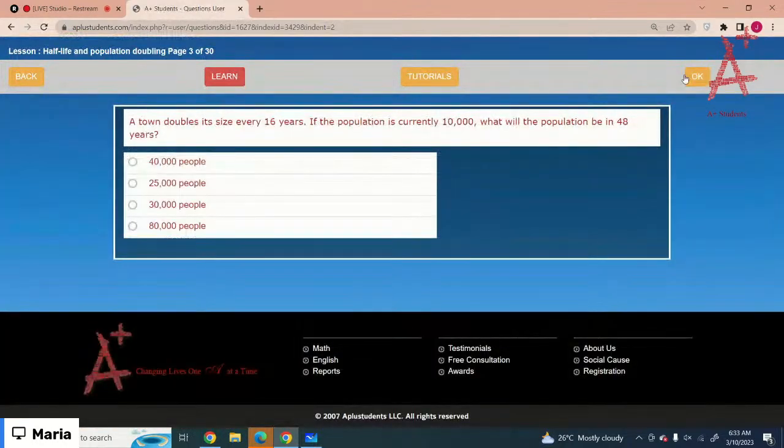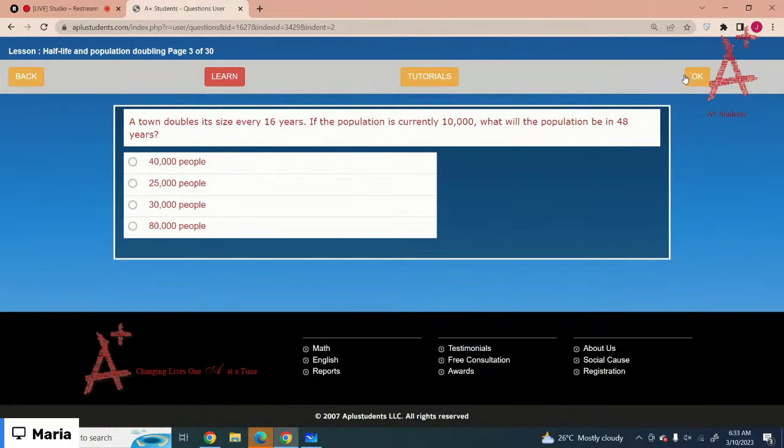Okay, let's just start with the next question. A town doubles its size every 16 years. If the population is currently 10,000, what will be the population in 48 years?